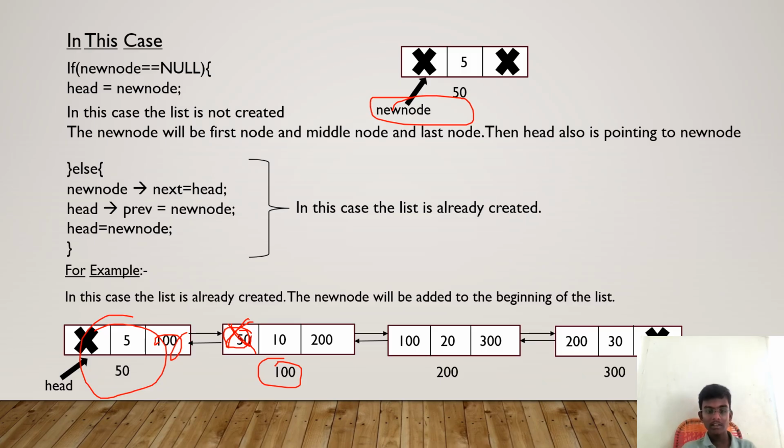In this case, the list is already created. The new node is added to the beginning of the list. So this is about inserting a node at the beginning of the double linked list.